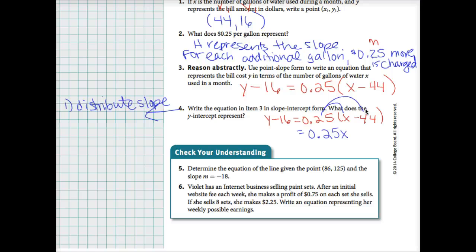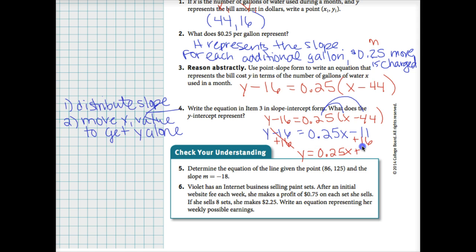So 0.25 times 44, and it's going to be negative since this was a minus, gives me 11, so minus 11. And then on the left side I still have y minus 16. So now the next step after you distribute the slope is to move the y1 value to get y alone. In this case, that means I need to add 16 to both sides to get y alone. That'll give me y equals 0.25x plus 5.